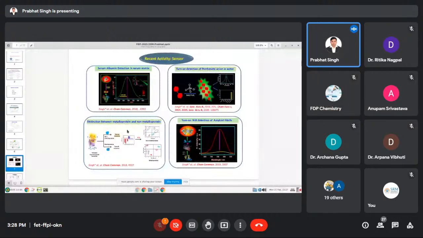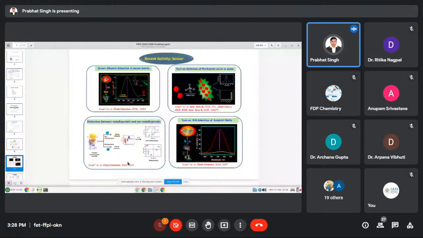So suppose this is my probe, let's say emission is coming out of it. When I put a metalloprotein, I see a turn off response. What is turn off? Suppose your molecule has some emission in the free form, nothing has been added to it. Now I add one analyte to it, and upon the interaction with the analyte, the emission gets quenched. This word you must have heard, it gets quenched. So that is what we say is a turn off response.